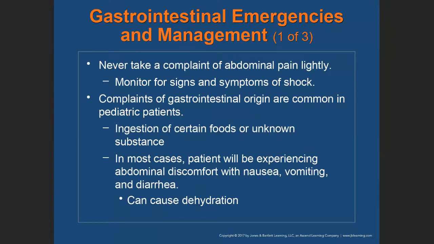Monitor for signs and symptoms of shock. Complaints of gastrointestinal origin are common in pediatric patients. Ingestion of certain foods or unknown substances are common causes. In most cases, the patient will be experiencing abdominal discomfort with nausea, vomiting, and diarrhea. And if they're having nausea, vomiting, or diarrhea, they are at risk for hypovolemic shock, non-hemorrhagic, and dehydration. And dehydration in your pediatric population is something that you don't want to happen.